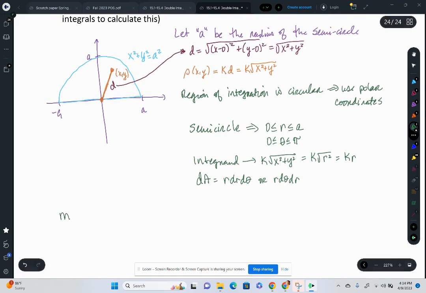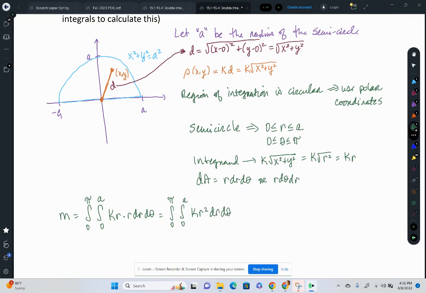So the mass is going to equal the double integral of kr. That's going to be our density function. Then we need to decide if we're going to do dr first or d theta first. It doesn't really matter. I'll go ahead and do r first. So r will go from 0 to a, theta will go from 0 to pi, and then we're doing r dr d theta. I rewrite this. I get 0 to pi, 0 to a of kr squared dr d theta.